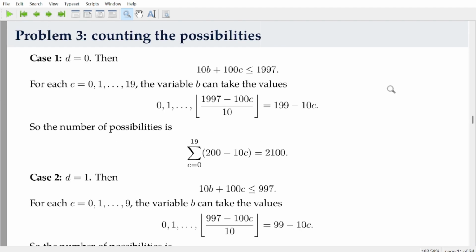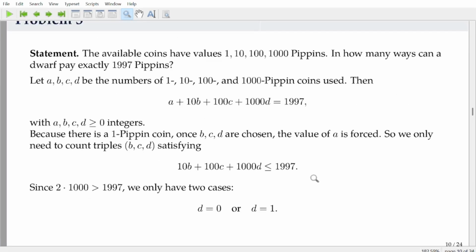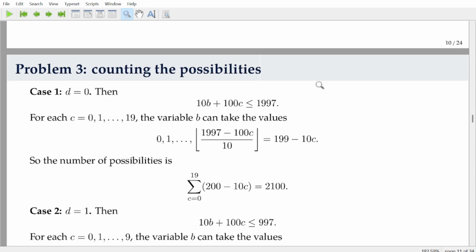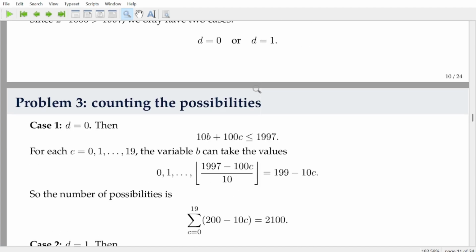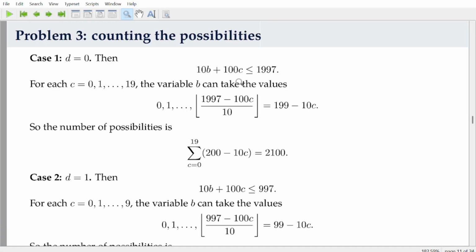First of all, let's think what happens when D is equal to 0. Well, if D is equal to 0, then using this inequality that we obtained up here, we just get that 10B plus 100C has to be less than or equal to 1997, because D is 0, so that term basically vanishes. And then we know that C, the value of C, can be anything from 0 up to 19, right? Because C can't be 20, because if C was 20, then the left-hand side would be greater than 2000.